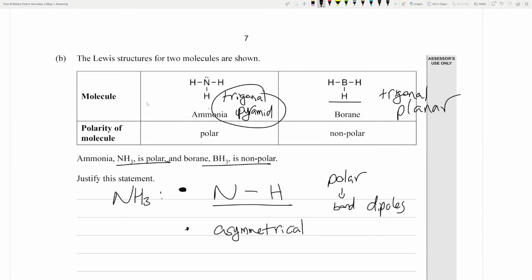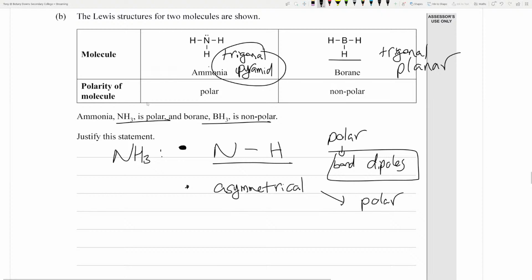Therefore the dipoles will remain. They don't cancel out. Therefore it's polar. Okay. So whereas the other one, when you look at BH3, again, don't be lazy. Just write it like this. First, you always talk about the B-H bond. Okay, so this bond is polar. Why is that? Because of the significant electronegativity difference between B and H.